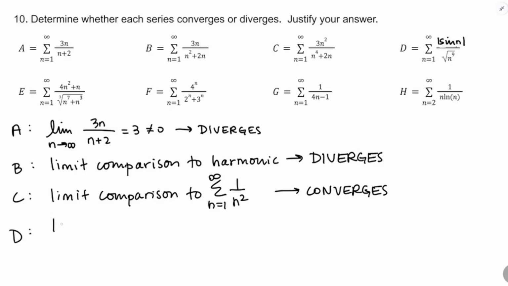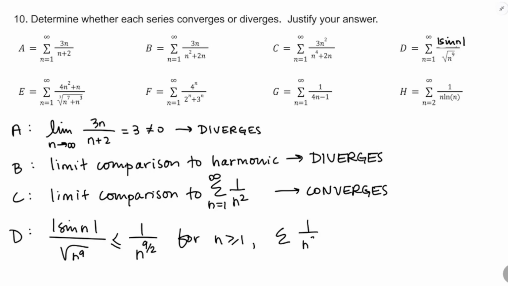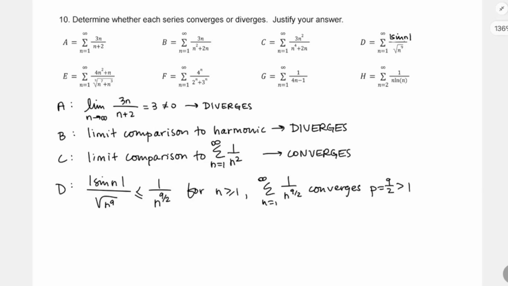All right, for D, I am going to need a direct comparison, but I'm just going to say, all right, absolute value of sine n over square root of n to the 9th. That's going to be less than 1 over n to the 9 halves for n greater than or equal to 1. And then we also have that series 1 over n to the 9 halves converges by the p-series test. And so as a result, I've got convergence.